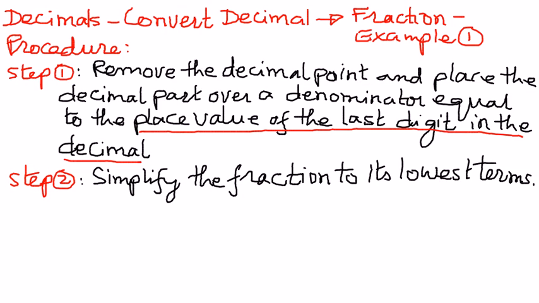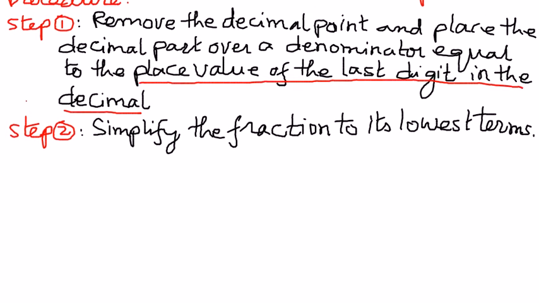Then in step 2, we're going to simplify the fraction to its lowest terms. If it cannot be simplified any further, that is in its lowest form. So we always want to be able to simplify it into its lowest form. So let us see if we can implement this procedure to convert decimals to fractions.